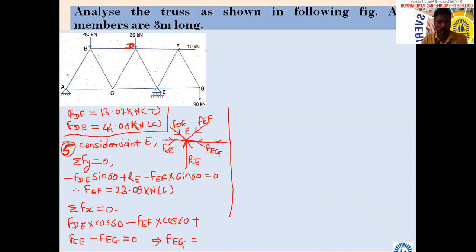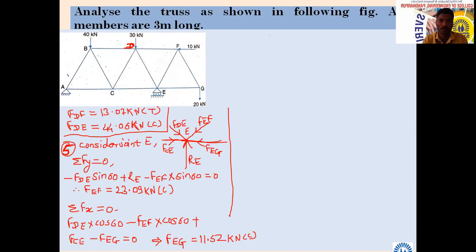Shall I calculate? What is the value of FDE? 11.52. Is it plus? Yes, sir. It is plus. FEG is equal to 11.52 plus. How did I assume that? Compressive. Compressive means it is compressive only. So at this stage we have found two forces.